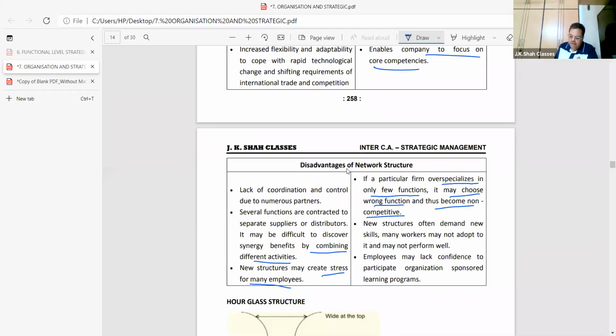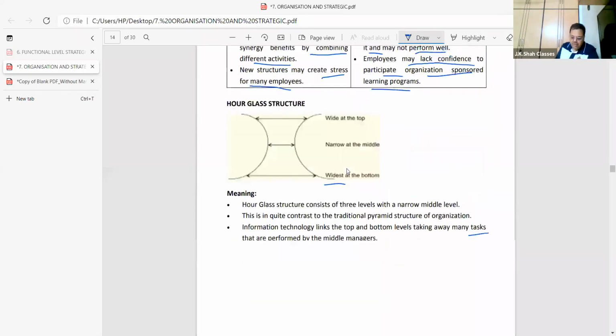New structures often demand new skills. Many workers may not adapt to it and may not perform well. Employees may lack confidence to participate in organization-sponsored learning programs. That means people in our country are very rigid. They may not be ready to learn the new tricks of the trade. So what would happen, students? We become only a part of the full process. I will always be incomplete as such in case of networking structure. I have explained.